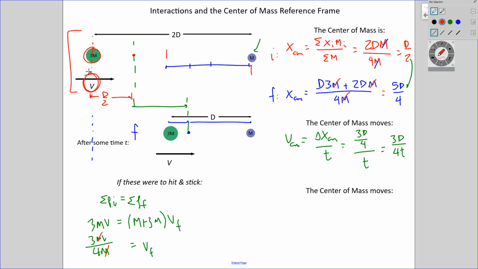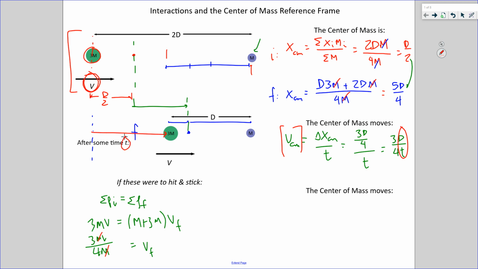Oh, look, we said that the speed or velocity of the center of mass is 3/4 d over t. But look, d over t is how far this object moved in that amount of time. Well, that's this speed v. So VCM is 3/4 v. If these things were to hit and stick, their final speed as a system would be 3/4 v. So this says that the center of mass.